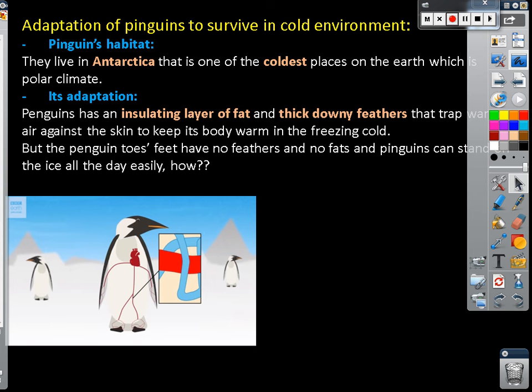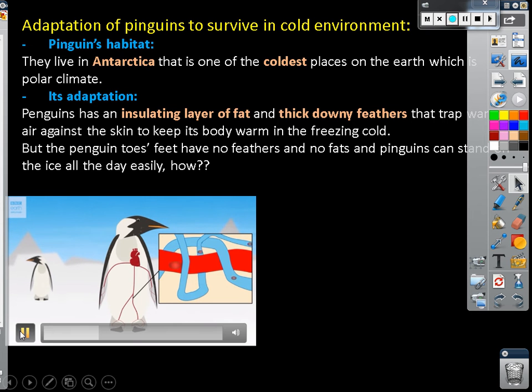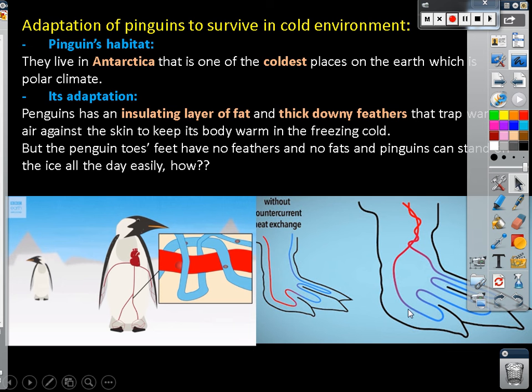Then we saw that the toes and the feet of the penguins are not covered with this layer. So that is the foot of the penguin, and the toes are not covered by a fat layer or by feathers. So why don't these toes get covered with ice or freeze? We are going to know why. That's because of the adaptation.